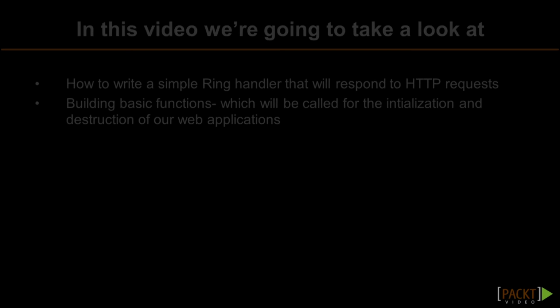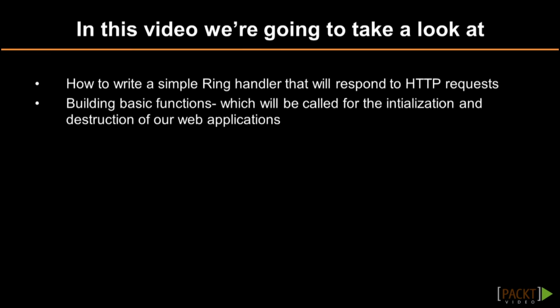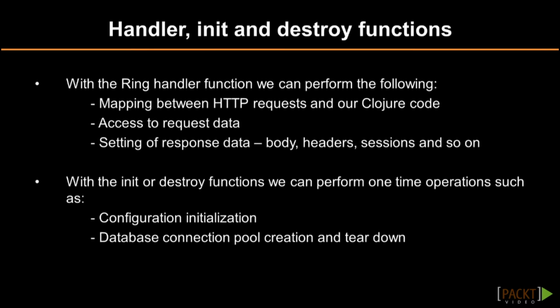In this video, we will see how to write a simple Ring handler that will respond to HTTP requests. We will also build basic functions that will be called upon initialization and destruction of our web application. The Ring handler function that we define is our gateway to reacting to HTTP requests, accessing their data, request headers for example, and returning an appropriate response.